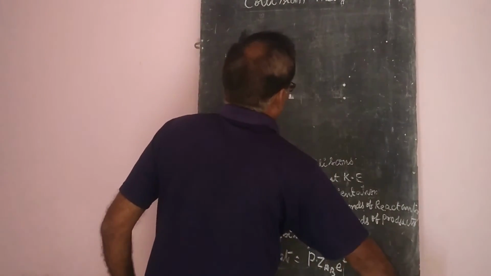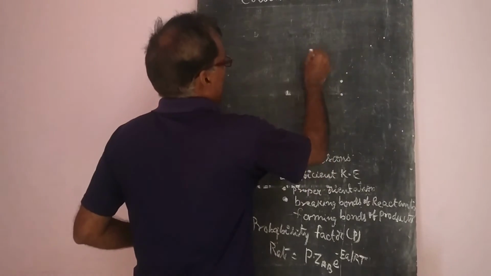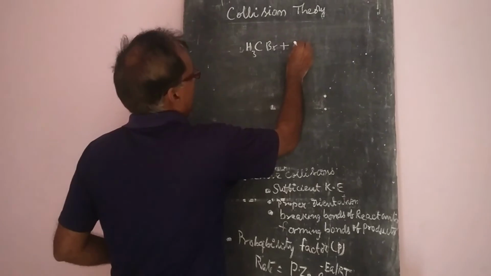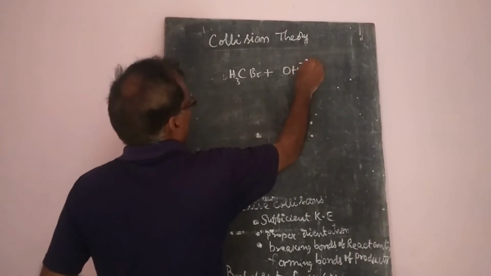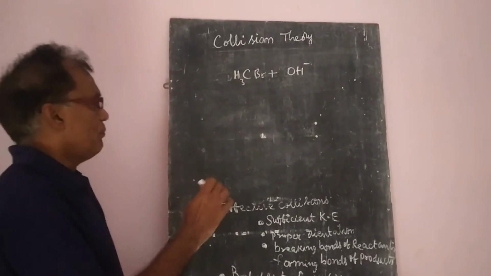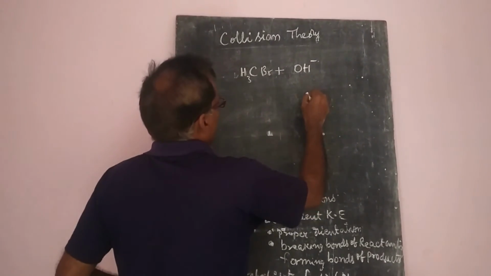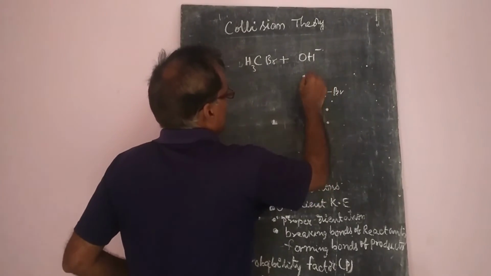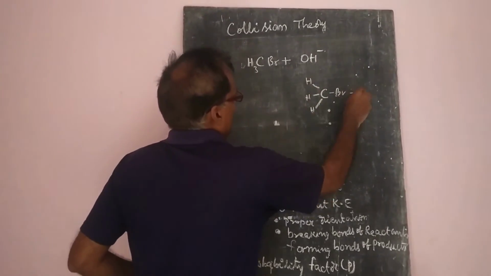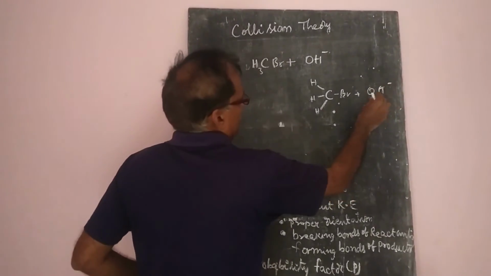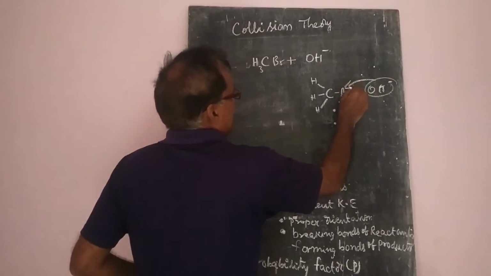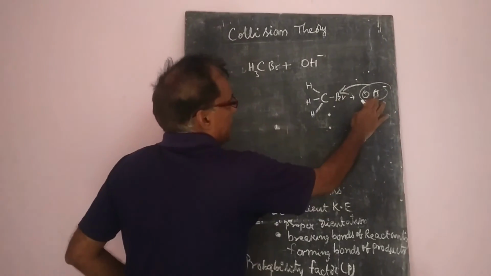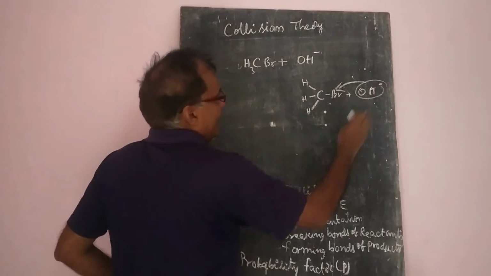The reaction of CH3Br, that is bromomethane, with OH minus. Suppose this is bromomethane, with the three H atoms on the carbon and Br here, plus OH minus. Suppose the OH particles come and attack from the bromine side, then they cannot form the bond between the carbon and the OH. So they cannot give the products.